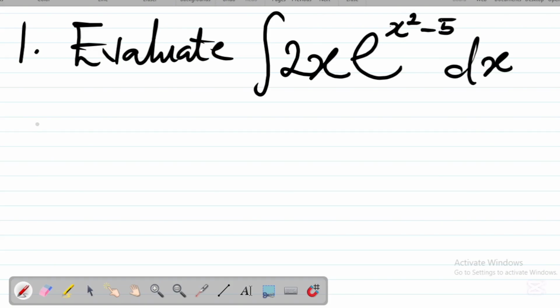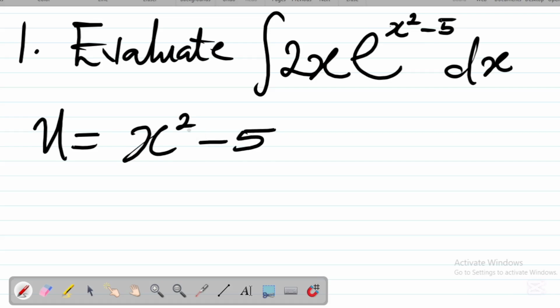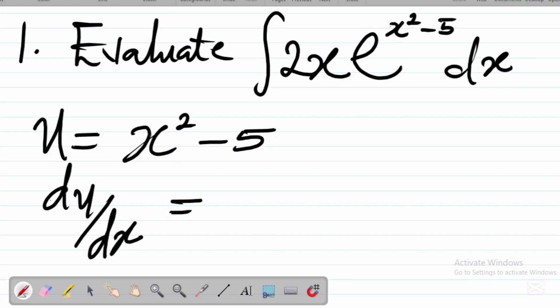Our first task is to identify our u, and most times u is the complex term. So let u equal x squared minus 5. If you differentiate u with respect to x, differentiating x squared gives 2x, and differentiating 5, since 5 is a constant, gives 0.